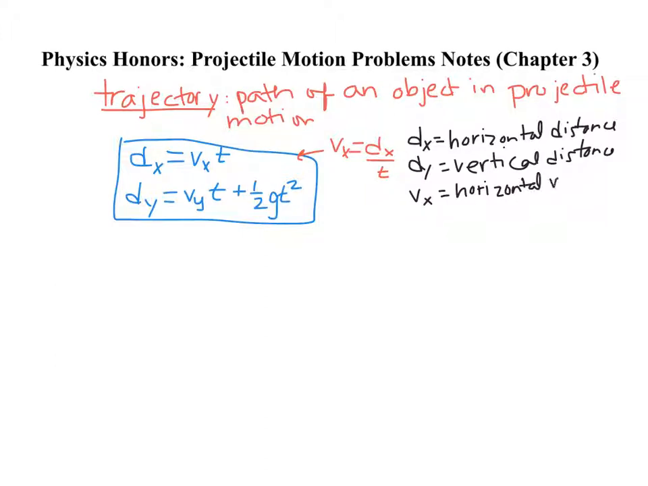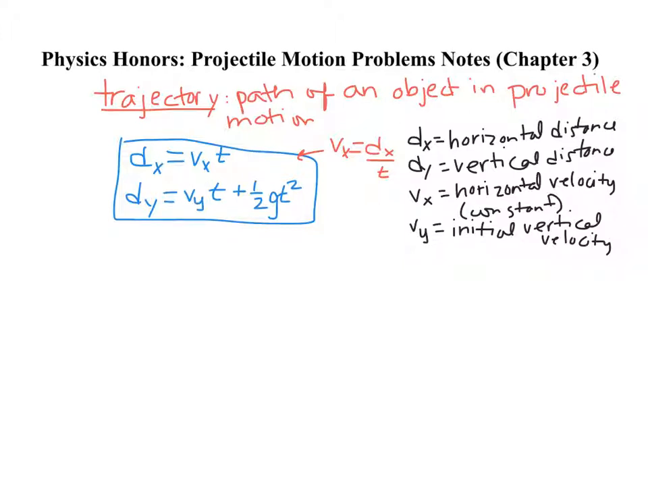velocity, and it's important to remember that this is going to be constant from the time that you throw a ball or whatever you throw to the time it hits the ground. The horizontal velocity is constant. The vy, however, is not constant. So actually, the y velocity is changing. In this case, I'm using vy to represent the initial vertical velocity. Okay, so these are the two equations that you're going to use the most.